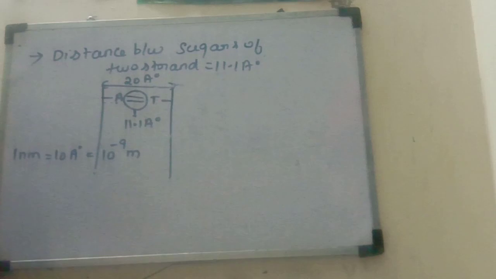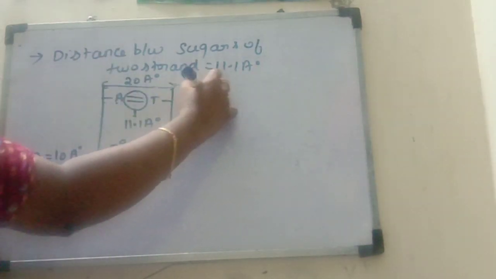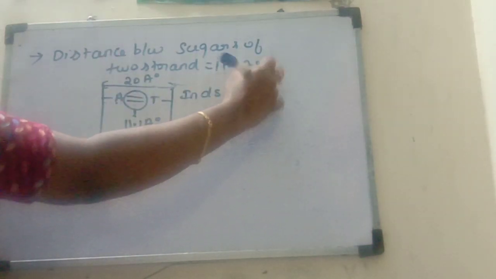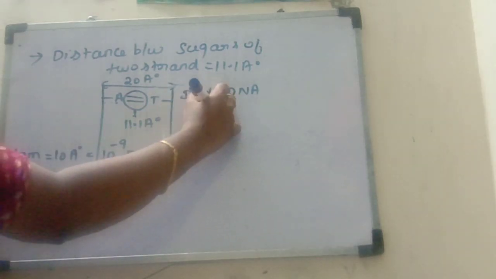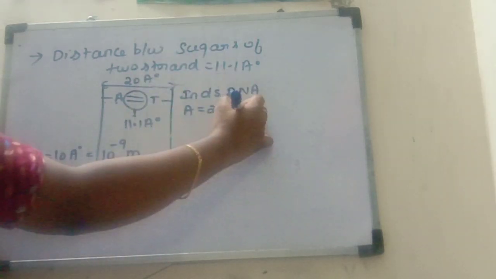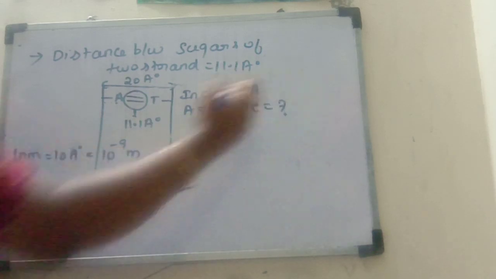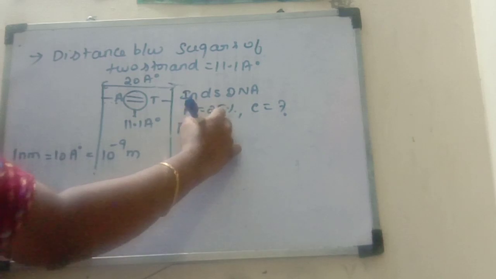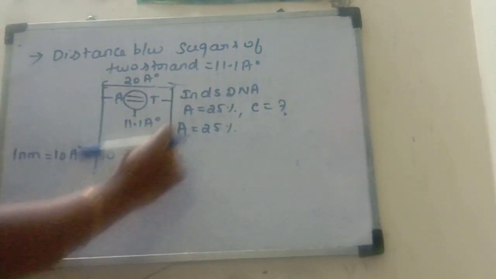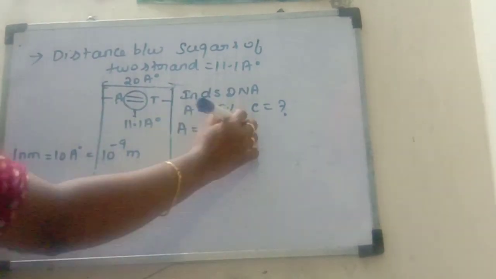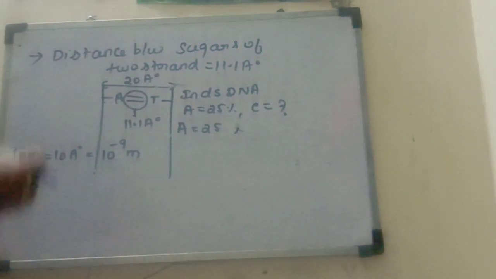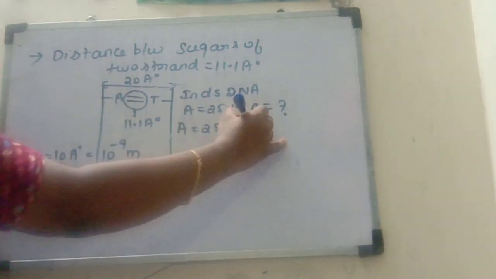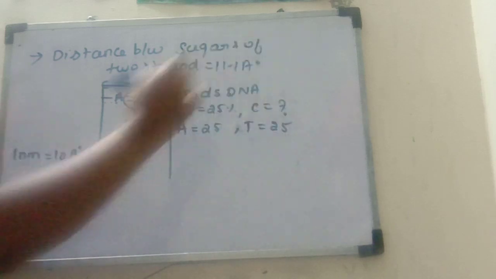For example, now one question is coming. In the double-stranded DNA, they have given that adenine is 25%. They are asking what is the percentage of cytosine. How can we calculate? Adenine is given as 25%, so what is the other base that is 25? Because in double-stranded DNA, the adenine number is always equal to the thymine number. So adenine 25 means thymine 25.